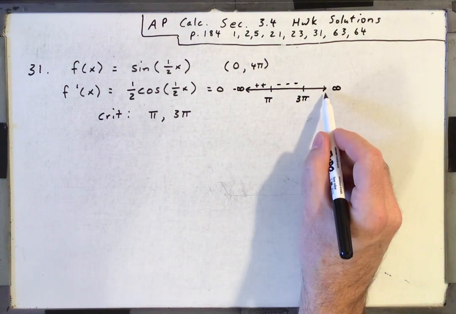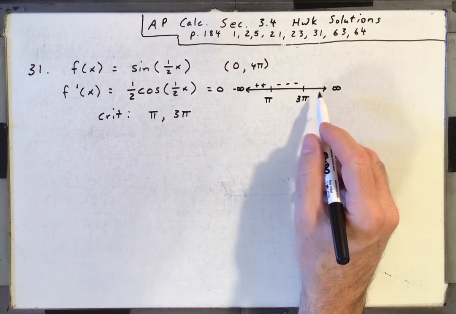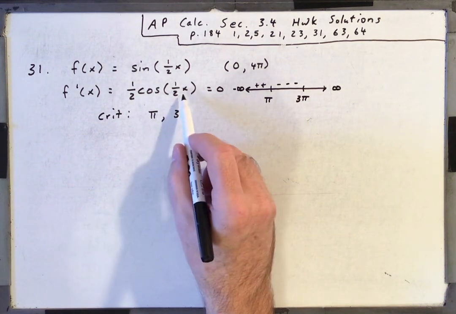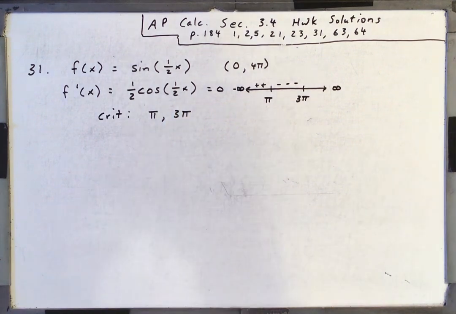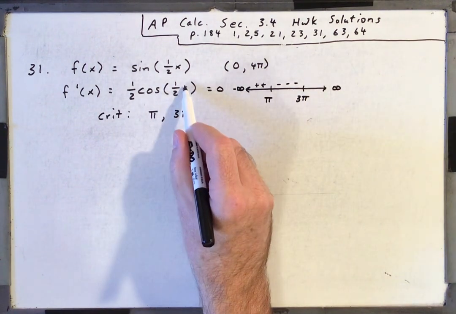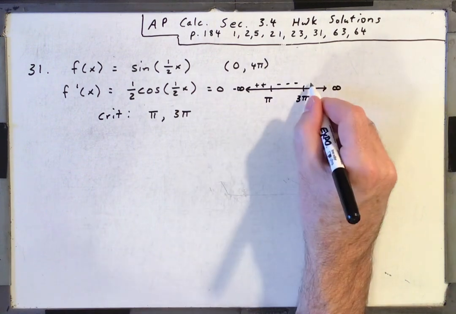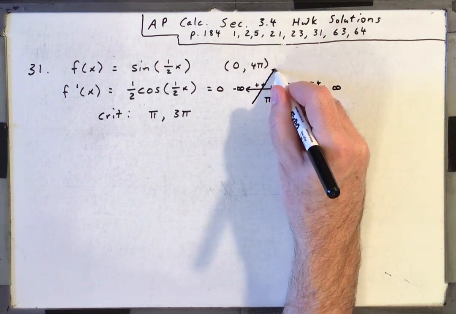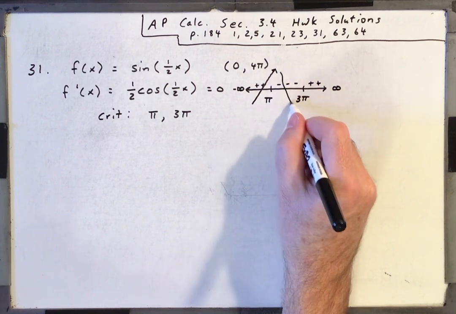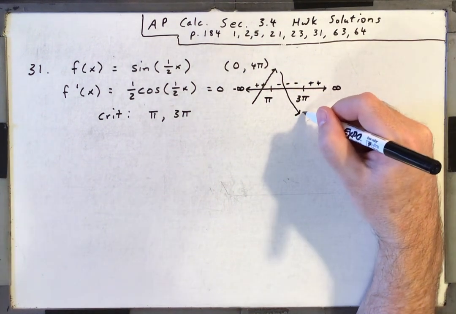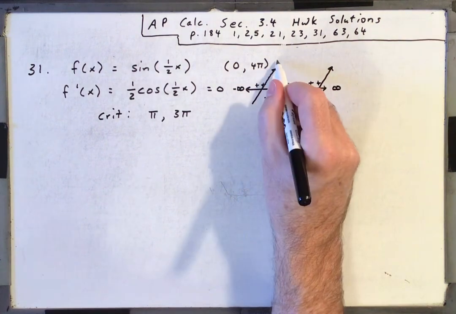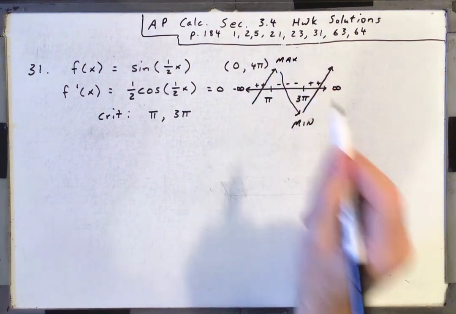And then we can go ahead and test anything bigger than 3 pi. We know it's a cosine wave here, but let's say 4 pi would be 2 pi, cosine would be positive. So we're going up, then down, and up. So we have a minimum here at 3 pi and a maximum at pi.